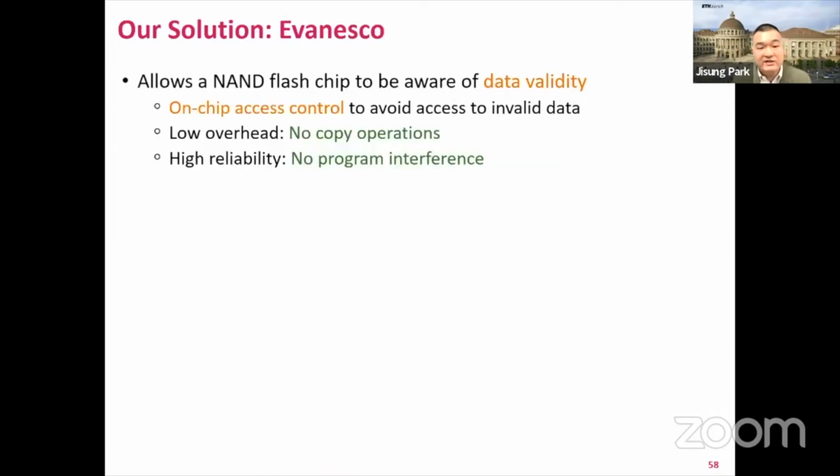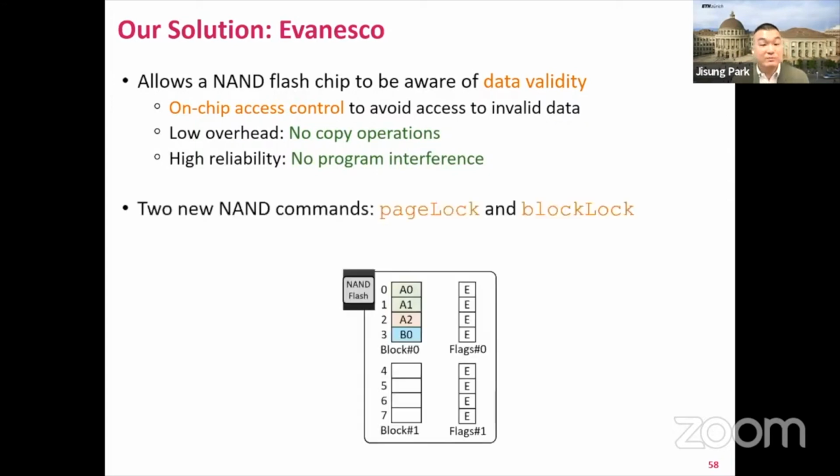So our key idea is to allow a NAND flash chip to be aware of the validity of each page so that the chip itself can avoid access to invalid pages. The key point is Evanesco does not touch flash cells that store user data, so it can avoid copying valid pages and affecting the reliability of stored data. To this end, we propose two new NAND flash commands, page lock and block lock, or P-lock and B-lock in short, respectively.